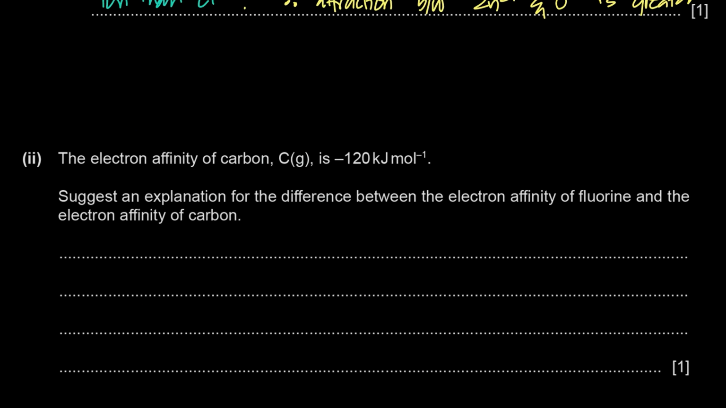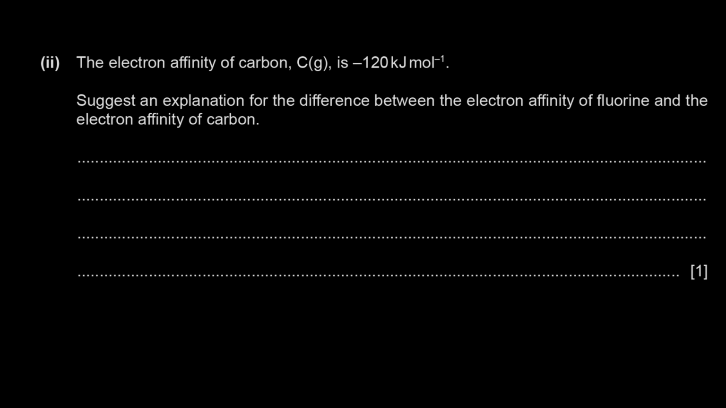Then the next question we were looking at is from 2020 November, paper 41. So these are all from last year. So the electron affinity of carbon is minus 120. Now it's about electron affinities. So electron affinity of fluorine and carbon. How do you explain that? They're in the same period, by the way. They're both period number 2.